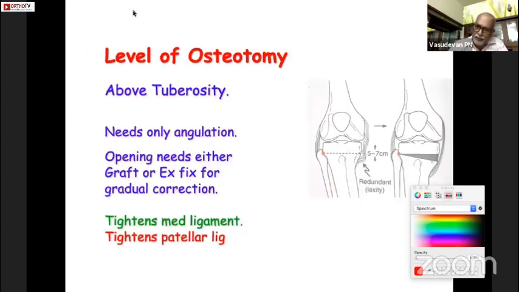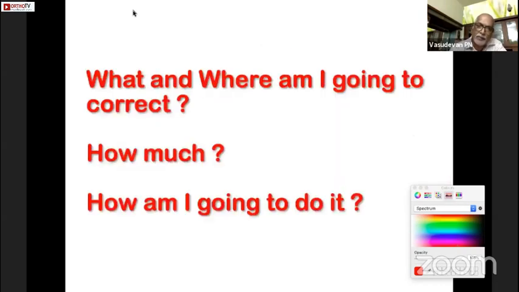When you do an open wedge osteotomy above the tibial tuberosity, that tightens the medial ligament, and that too tightens the patellar ligament. And sometimes you may have to do a graft or a special type of plates.